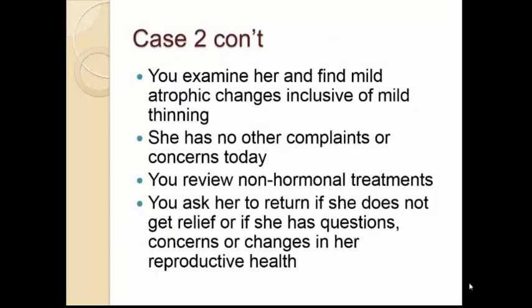You examine her and find mild atrophic changes inclusive of mild thinning. She has no other complaints or concerns today. You review non-hormonal treatments. You ask her to return if she does not get relief or if she has any questions, concerns, or changes in her reproductive health.